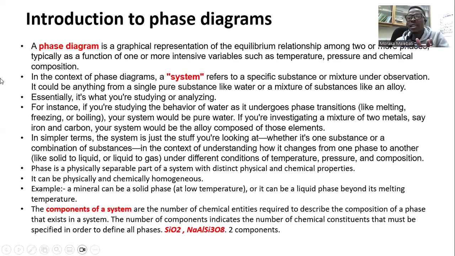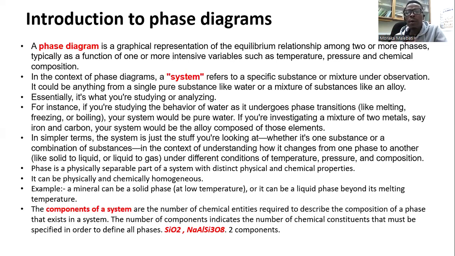So a phase diagram is a graphical representation of the equilibrium relationship among two or more phases, typically as a function of one or more intensive variables. When we talk about intensive variables, we're talking about temperature, pressure, and chemical composition, but most especially temperature and pressure. When looking at the Gibbs phase rule, if we're talking about only one intensive variable, we have to put one. But if we have both temperature and pressure, then we have to put two.